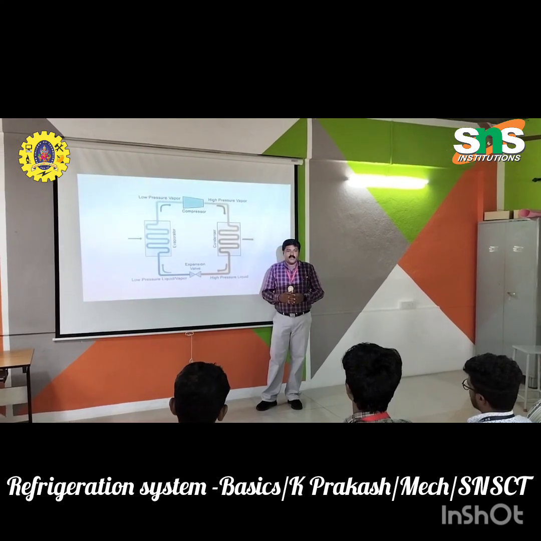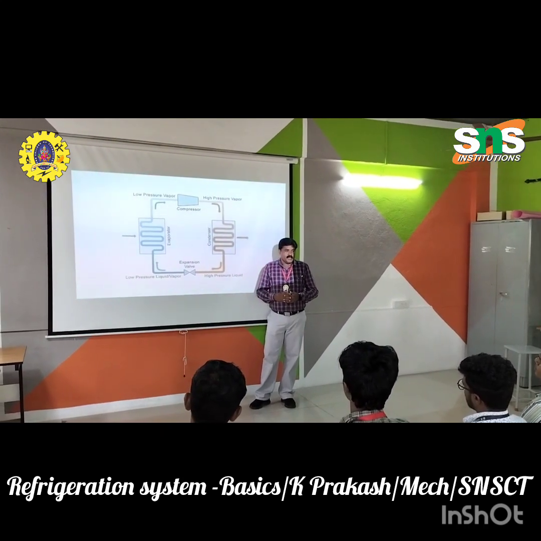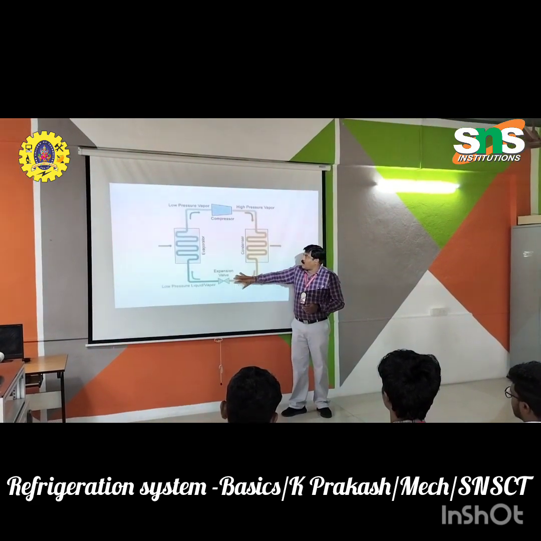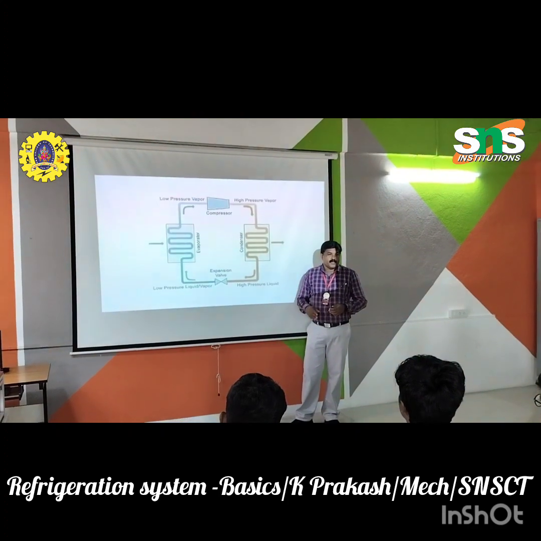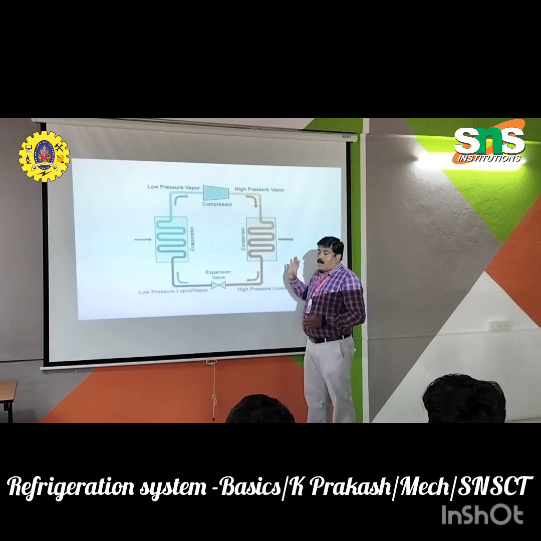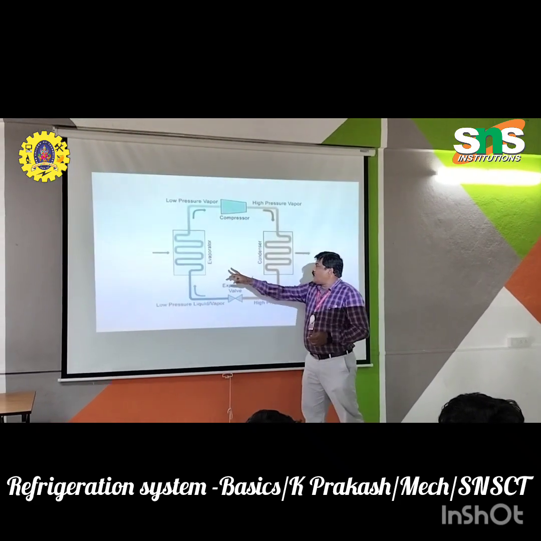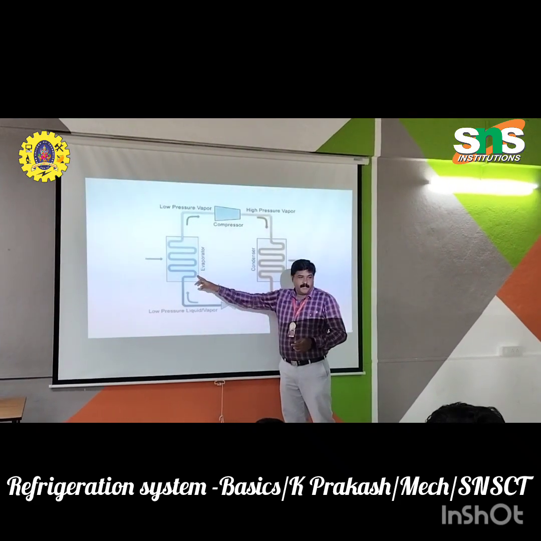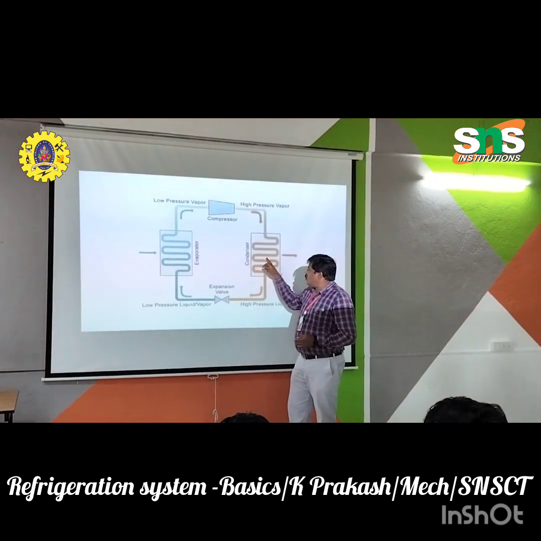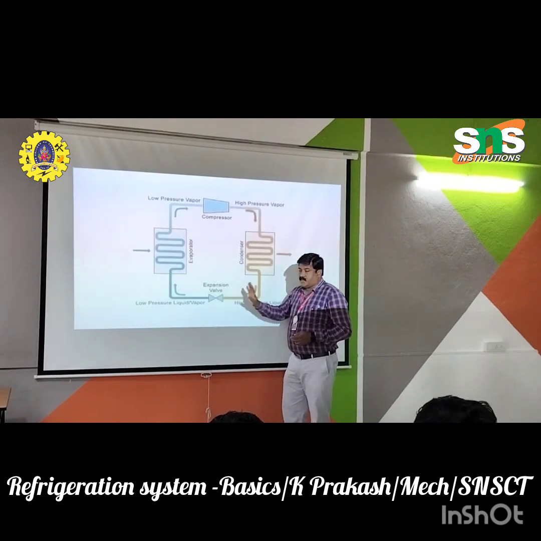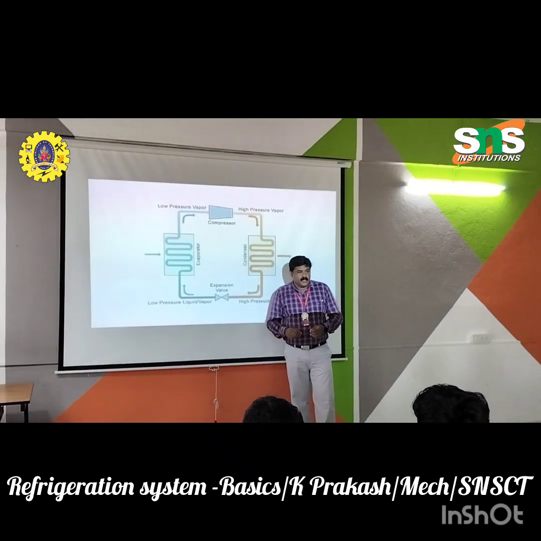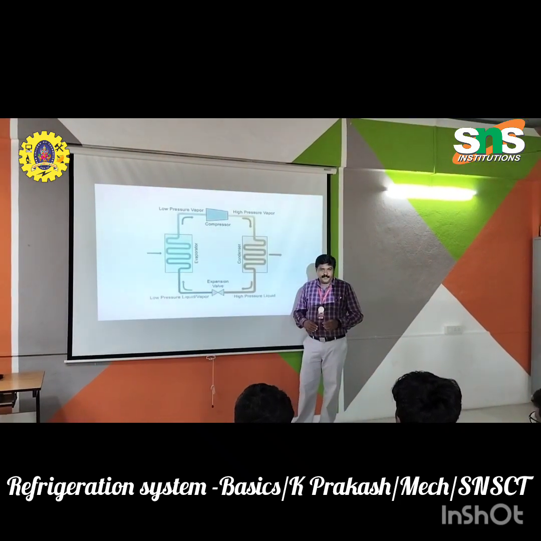The cycle is based on the Rankine cycle. So let us first discuss what the components in the refrigeration cycle are. There are four major components. The first one is the evaporator, the second one is the compressor, the third one is the condenser, and the fourth one is the expansion valve. These are the four major components in the refrigeration cycle.